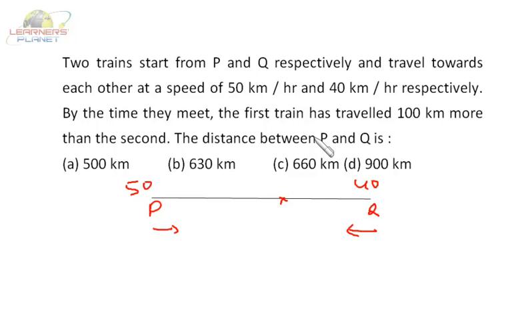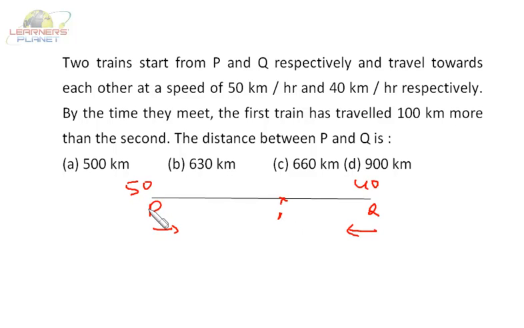Now friends, what is the difference between their speed? It is 10 km/h. That means every hour this train is running 10 km more than this train. That means to run 100 km more than this train, they will take 10 hours. So in 10 hours they are going to meet.